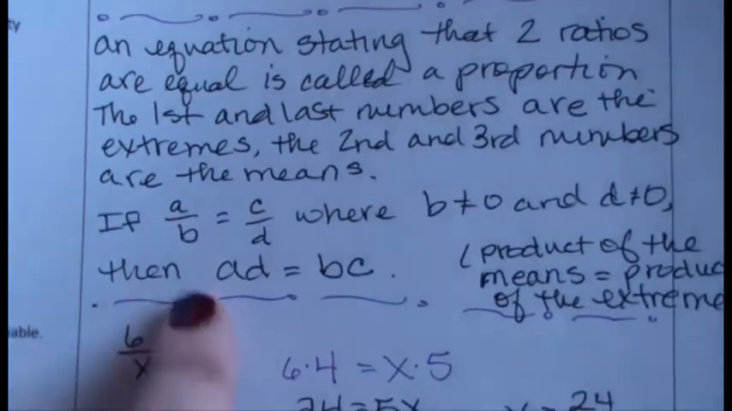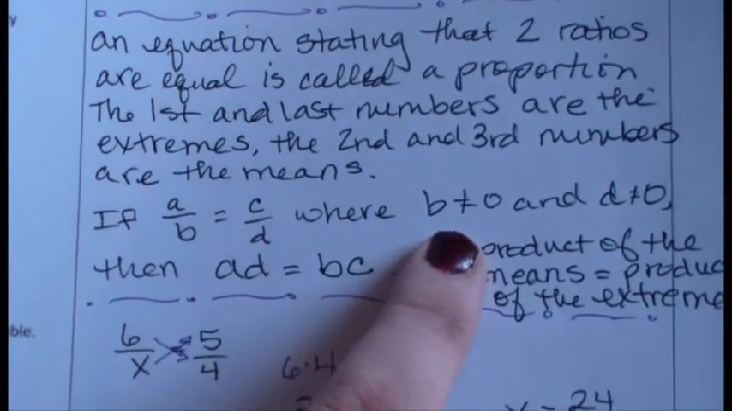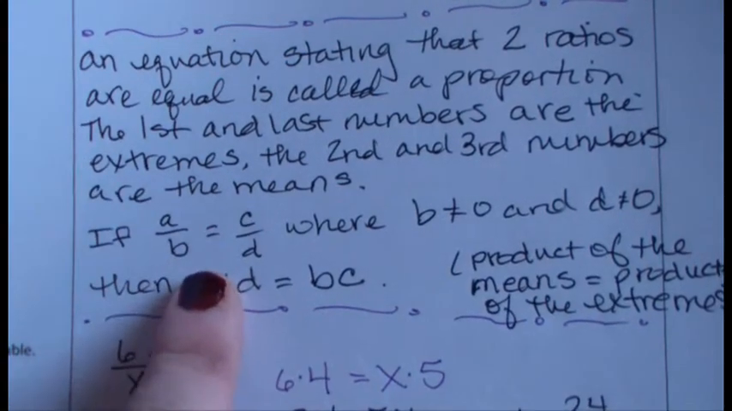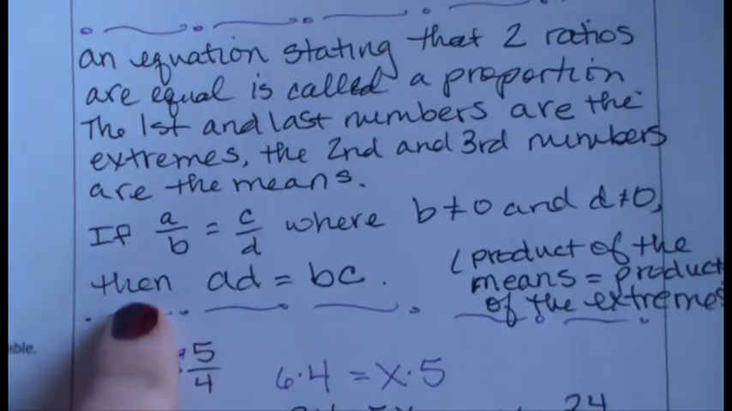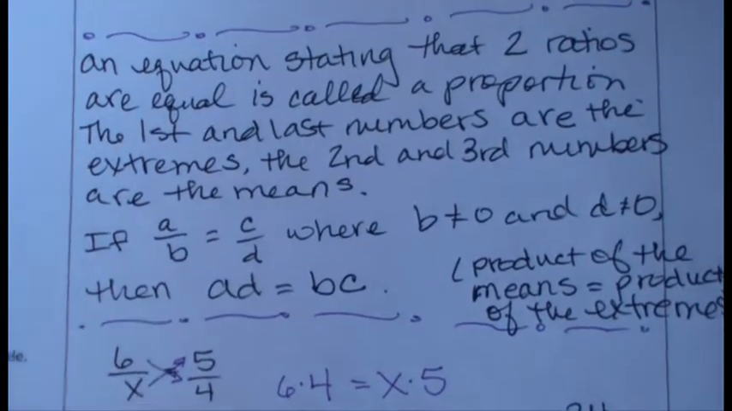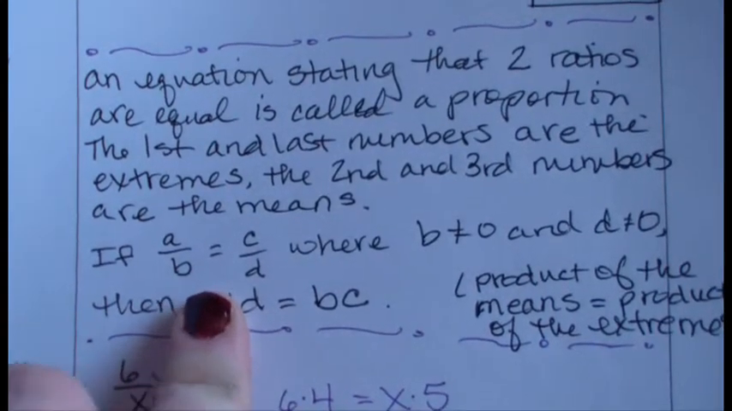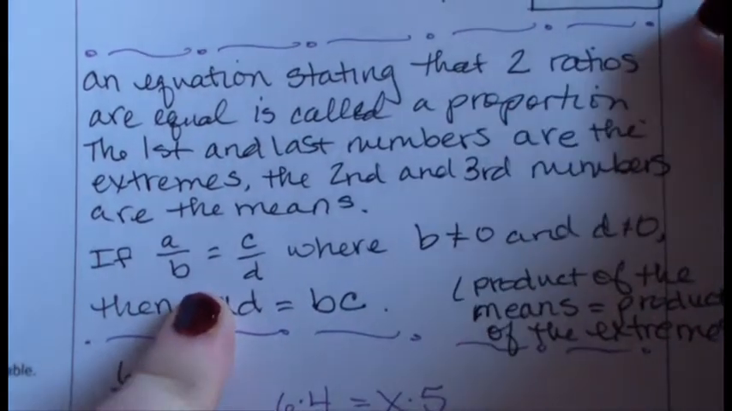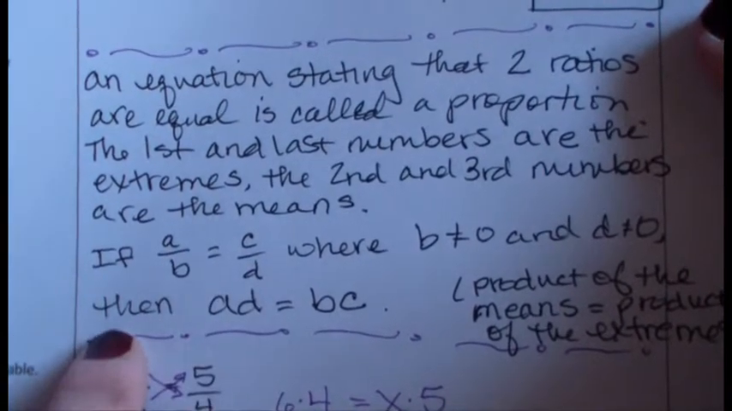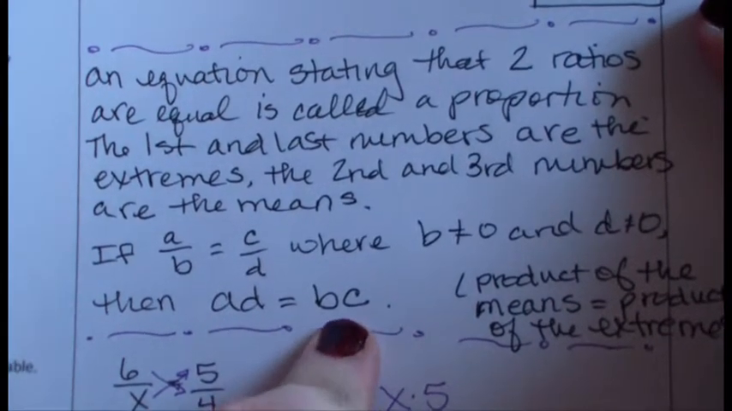I know there's a homework question that asks that. And we need to assume B is not equal to 0 and D is not equal to 0 because you can't divide by a 0. And so what we do to solve this problem is we do some cross multiplication. When you have a proportion, you can cross multiply to solve for your unknown. So if we know that A over B equals C over D, then A times D equals B times C.